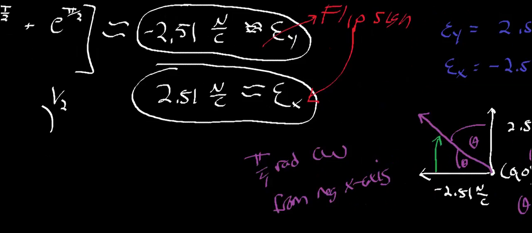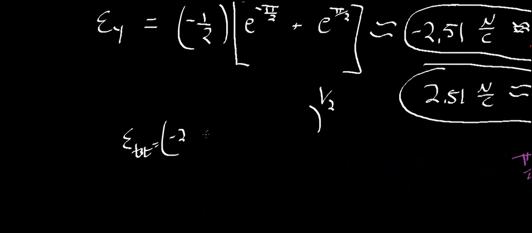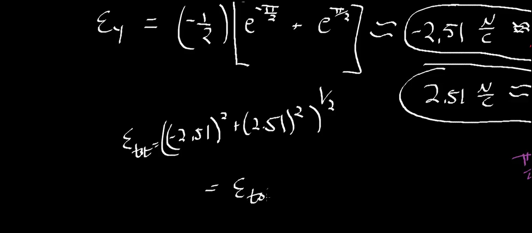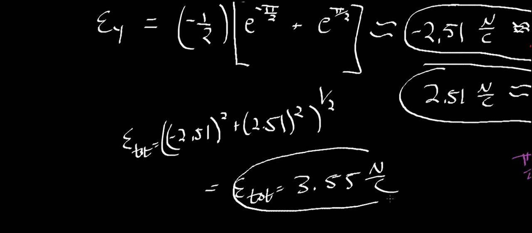Notice that the x direction is negative 2.51 newtons per coulomb, so we take negative 2.51 squared plus the square of the y component, which is 2.51 newtons per coulomb. We square that, and we take the square root, and it turns out that the total electric field felt at the origin is approximately 3.55 newtons per coulomb. So what did we have to do to get that?